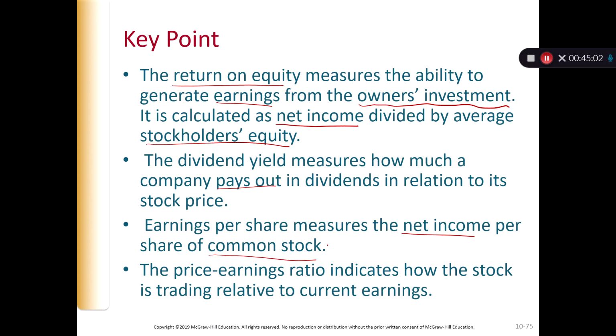And we say that earnings per share is only useful if you're comparing a company with itself. You cannot use it to compare with other companies' earnings per share, because it's not comparable. And then the price earnings ratio indicates how the stock is trading relative to the current earnings. If the investors or market believe this is a high growth firm, usually the PE ratio is relatively high.